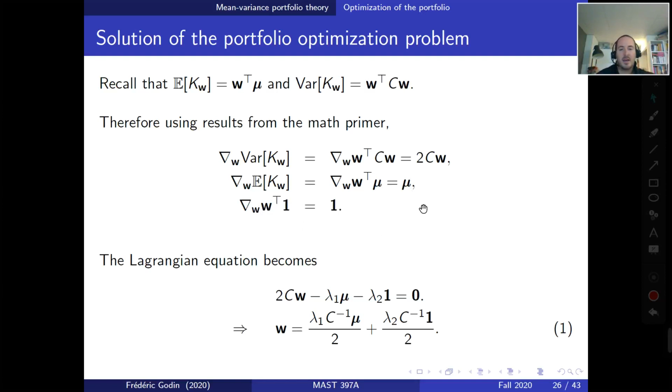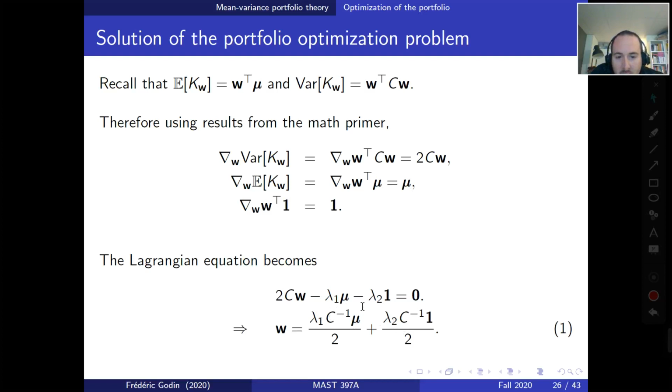So if we do that, we can make all these three substitutions in the previous equation. And here the previous equation becomes the variance, which is this guy, minus the first Lagrange multiplier times the gradient of the first constraint, which is mu, minus the second Lagrange multiplier times the gradient of the second constraint, which is a vector of 1, must be equal to a vector of zeros. Okay, so this allows us to identify the value of W in terms of lambda 1 and lambda 2.